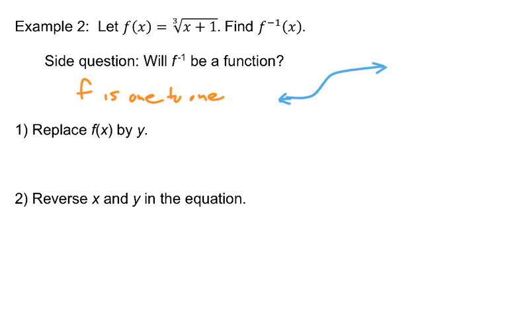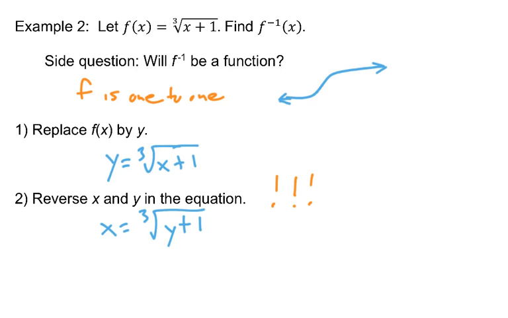So step 1, replace f of x by y. That's y equal the cube root of x plus 1. Step 2, reverse the x and the y in the equation. Every y becomes an x, every x becomes a y. x equal the cube root of y plus 1. And again, that's the key step right there, so we do a little happy dance because this is the point where we've created the inverse.